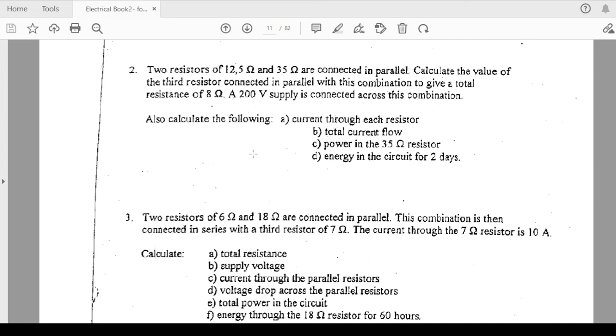I go to the second resistor. I2, meaning current in that resistor, equals V, same voltage, over 35. Then I go to the third resistor. I3 equals V total, which is 200 volts, over the answer you get for the third resistor, because that was the first question here. The answer you get for the third resistor, you divide it into 200. That will be the current in the third resistor.